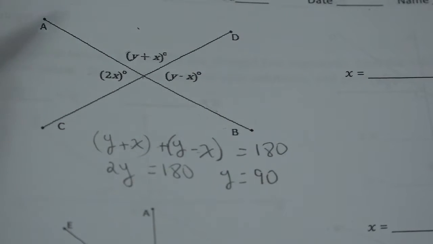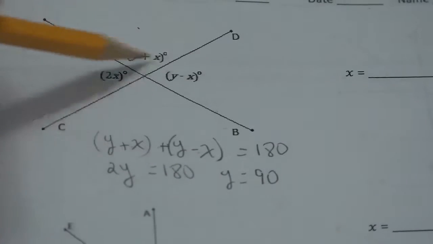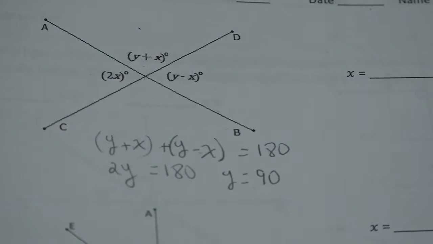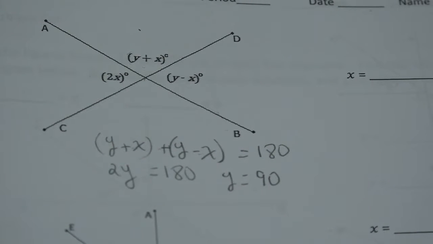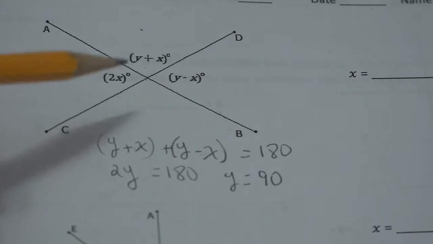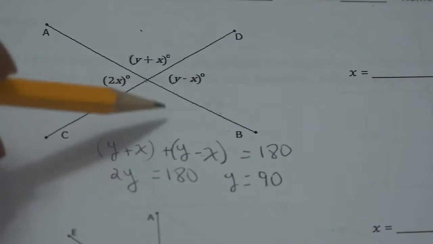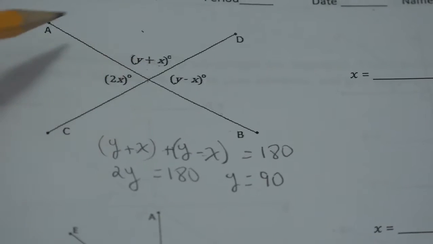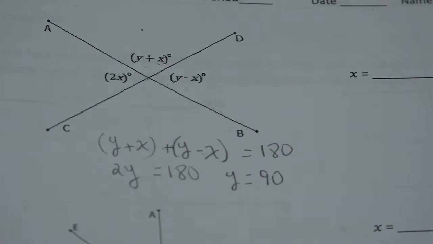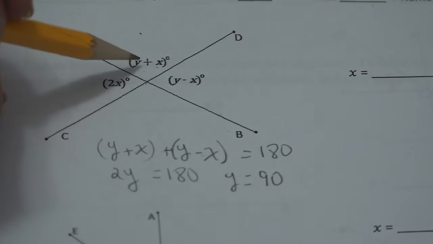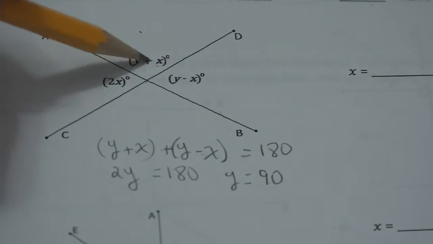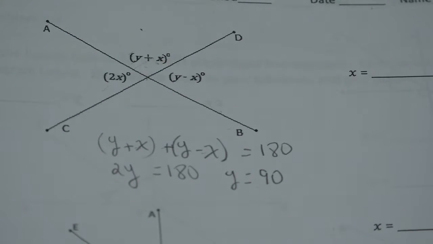Just because y is 90 doesn't mean that this is a right angle. Remember, this is y plus x. So y is 90. Okay. So now I can do what? 2 times y is 90. So this is 90 plus x. I don't know what this is. So what I'm going to do now is, let me see now. These two will add up to, oh, of course.